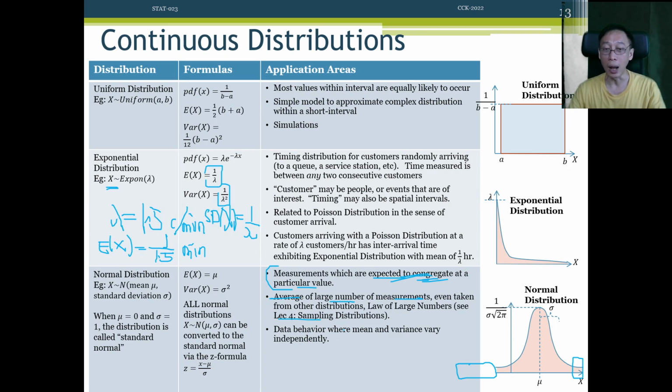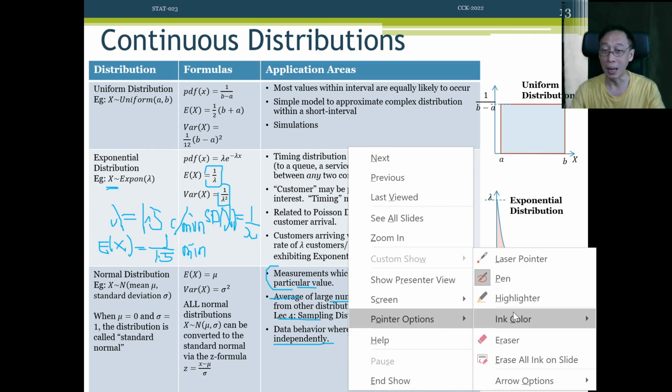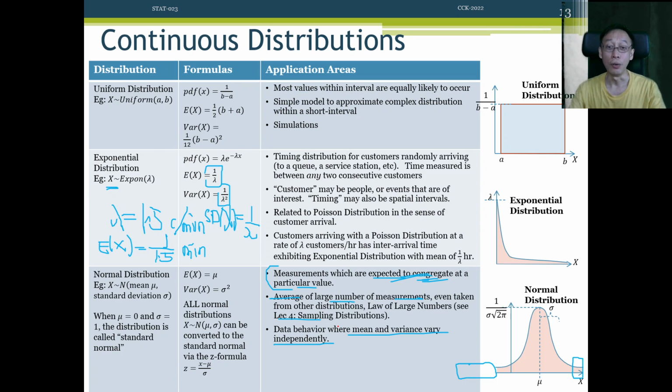The data behavior where mean and variance vary independently. This is another peculiar area where normal distribution is very abnormal, and you may not see this so conspicuously because it's silently lurking around there. Let me just highlight why this is a very powerful point for us to keep in mind. Notice that when we specify one of the normal distributions from the whole family of infinitely many normal distributions, we just need two numbers, the mean and the standard deviation.